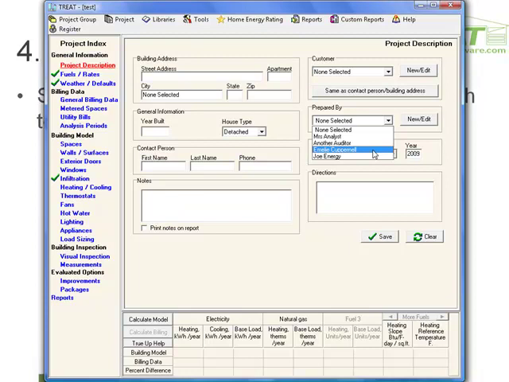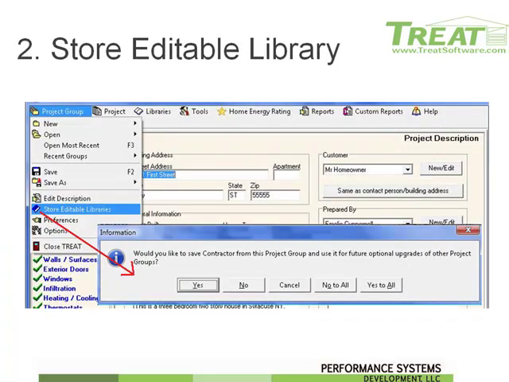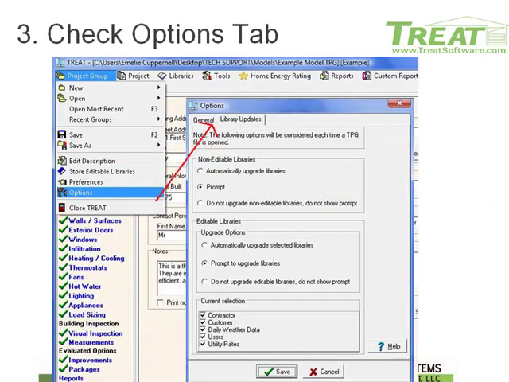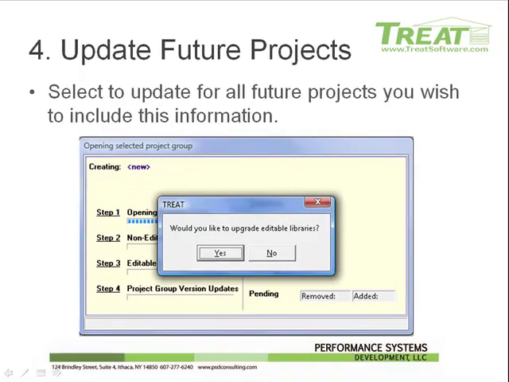So let's review those steps. First, enter new information. Next, store it in the editable libraries. Check your Options tab. And then finally, choose to upgrade your future projects to include this information.